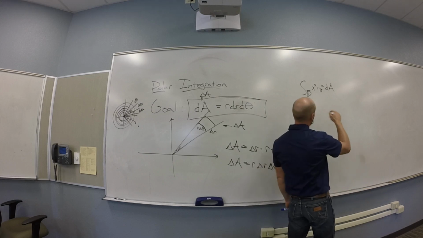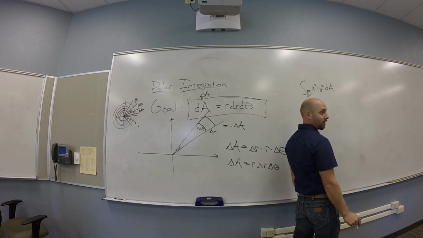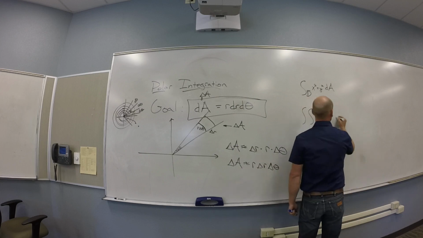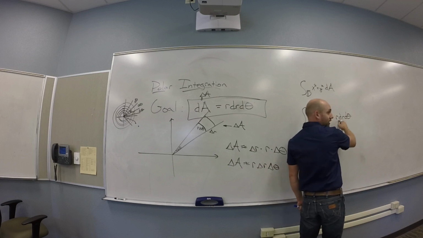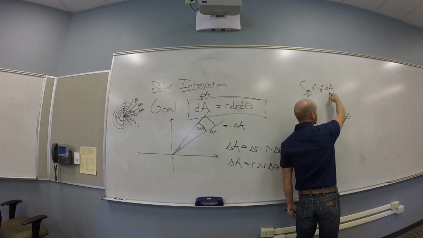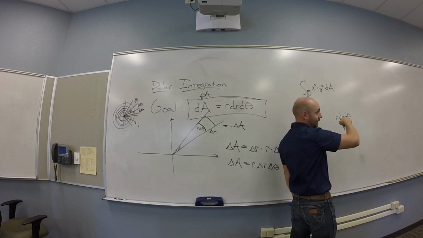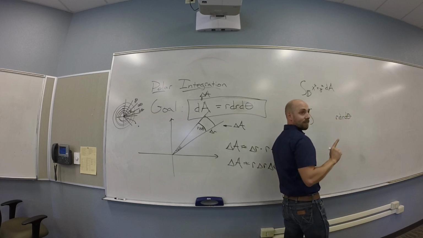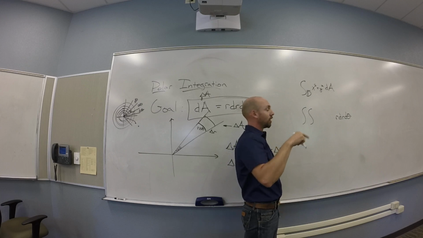So what's d area in polar? r dr d theta. This thing, this r, is part of the d area. You guys with me on that? Do not lose that thing, you need it. That's what's accounting for the fact that you swap to polar.